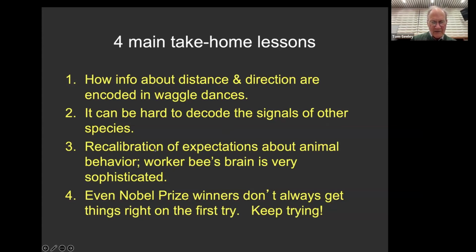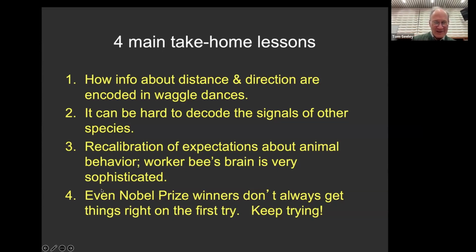is that I hope this will cause you to recalibrate your expectations about animal behavior. A worker bee's brain is very sophisticated, even though it's very small. Now, if any of you is an owner of a dog, I'm sure you won't need a recalibration of your expectations about animal braininess and behavior. If you're a dog owner, as I am, you know that your furry friend is always thinking about this or that.